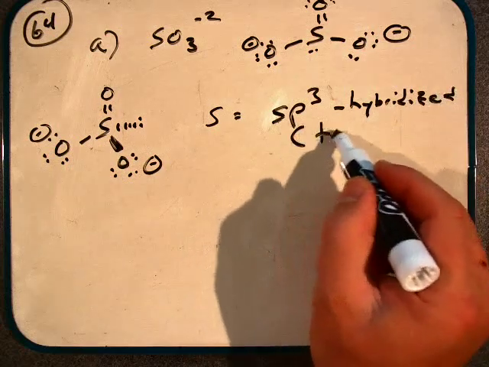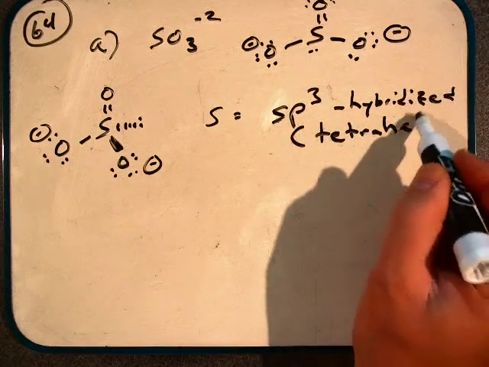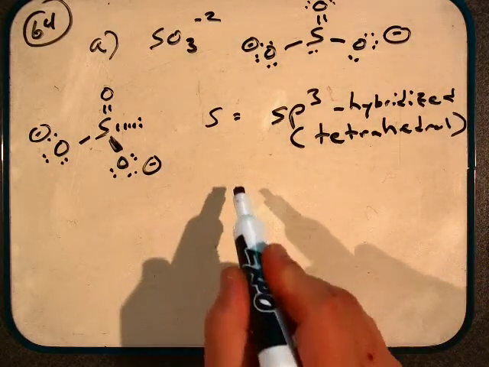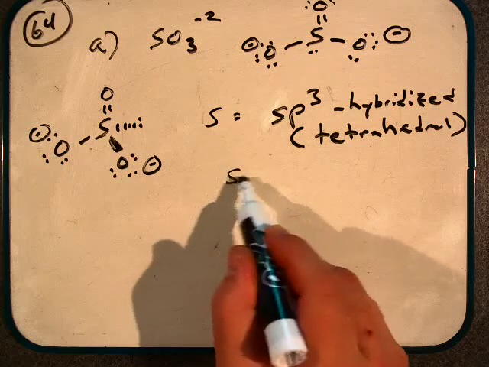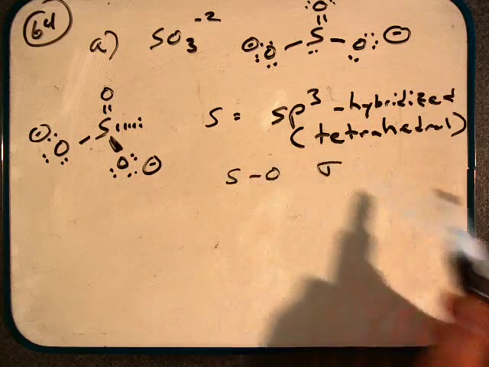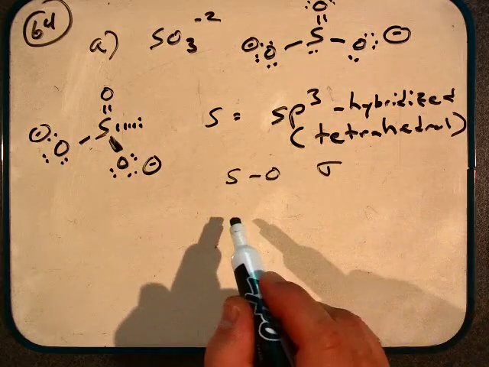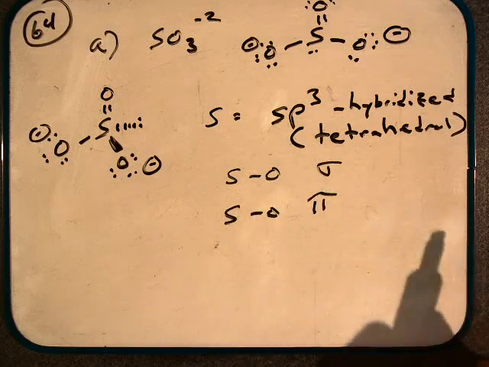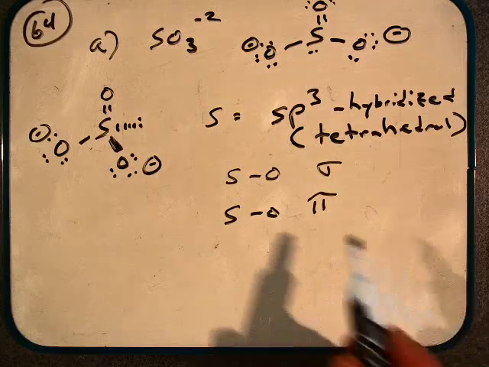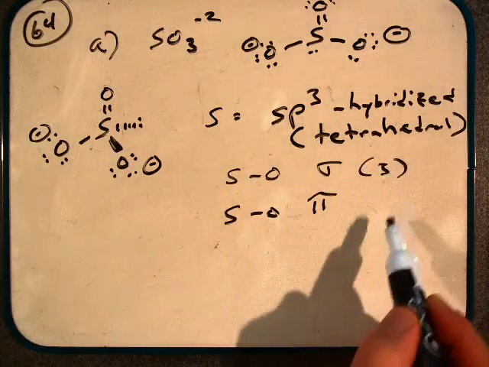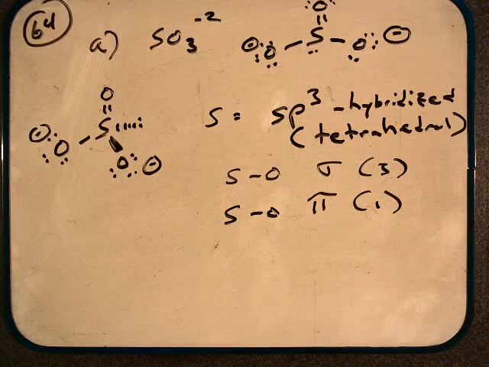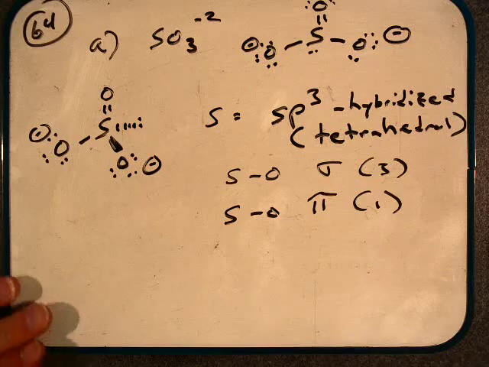In order to have that electronic geometry of a tetrahedral, the sulfur has 1, 2, 3 sulfur oxygen sigma bonds. It also has 1 sulfur oxygen pi bond as a result. So it has 3 of these and then only 1 of those. So that's part A, looking at SO3 minus 2.